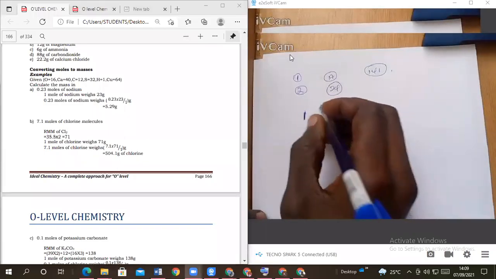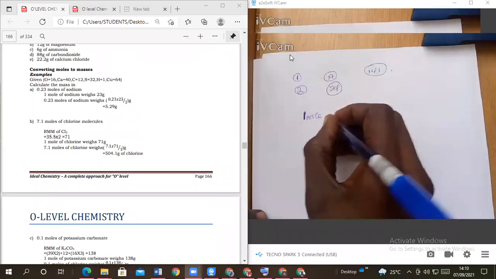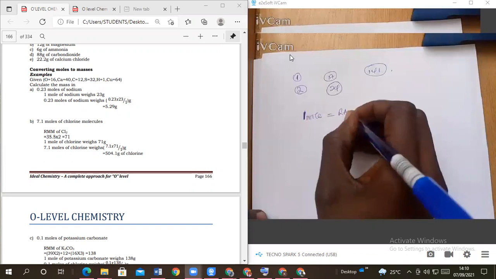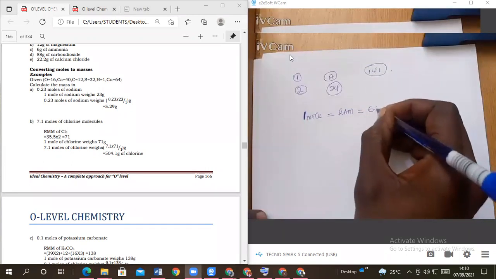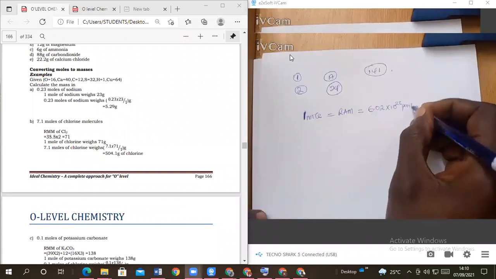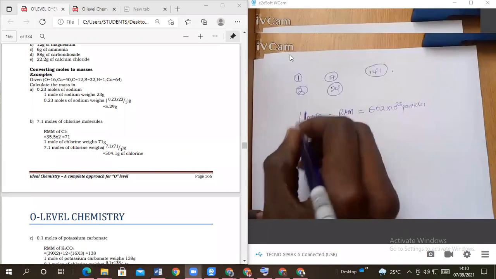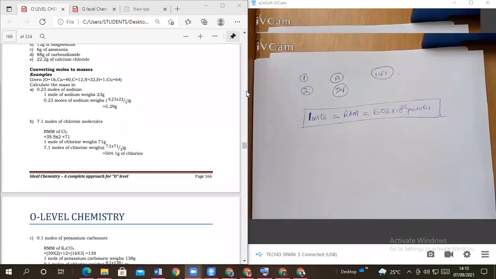We said 1 mole of a given substance is equivalent to its relative atomic mass, which is equivalent to 6.02 times 10 to the power 23 particles. That is our relationship we have been having ever since we started the definition of the word mole concept.